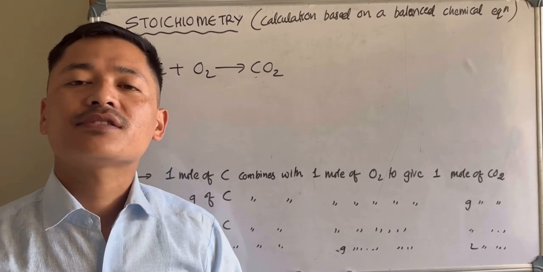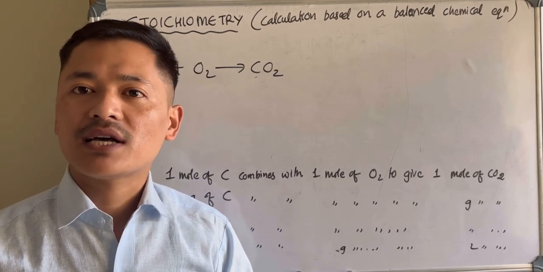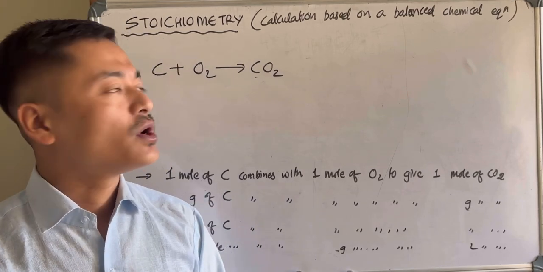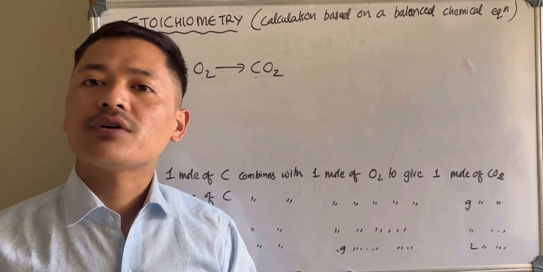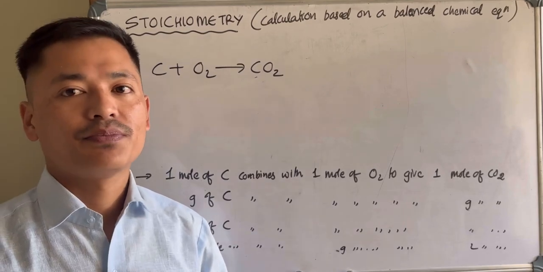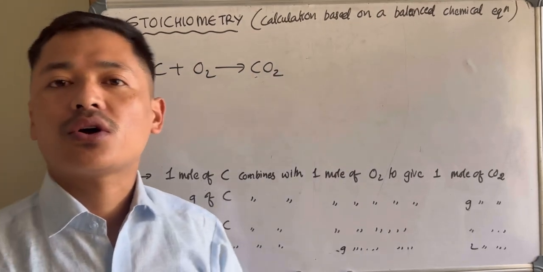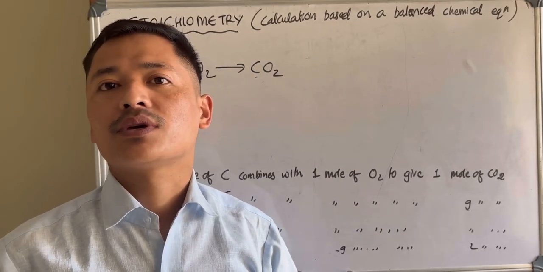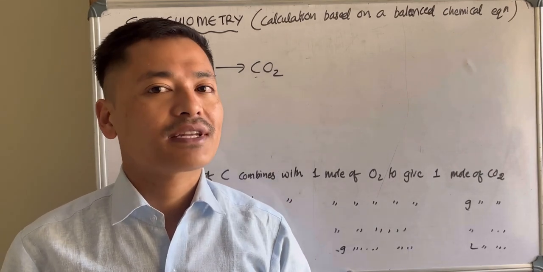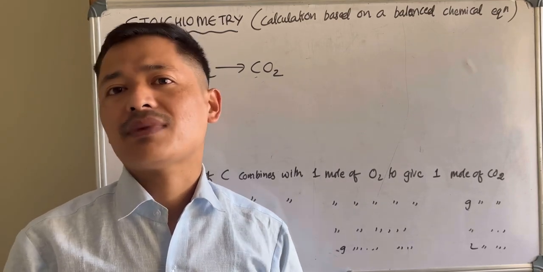Now, after understanding some basic concepts of mole, we'll move on and study another topic, and that topic is stoichiometry. Few other people might pronounce it differently, but I usually pronounce it as stoichiometry. It is actually a calculation which is based on a balanced chemical equation. Here, you must take one equation and that equation should be perfectly balanced. If the equation is not balanced, your prime duty is to balance it.